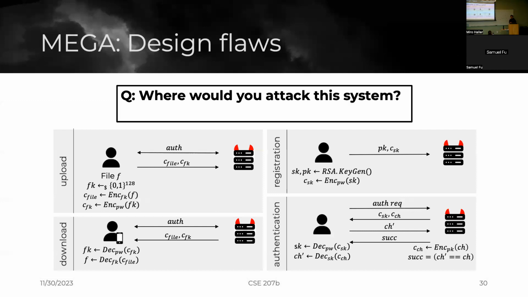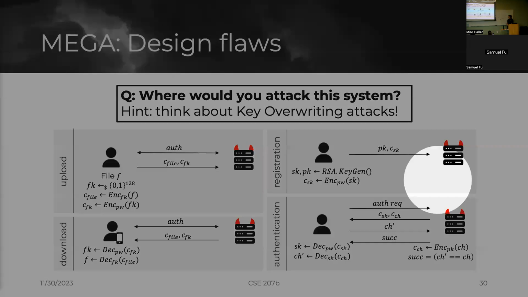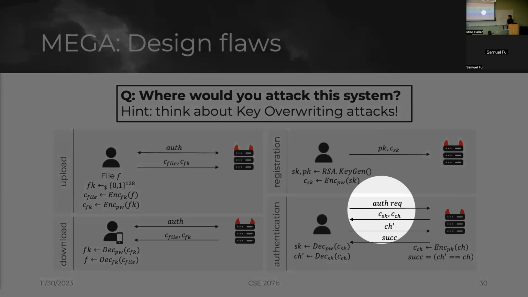So does anyone have any idea how we are going to exploit this? Given that we are doing key overwriting attacks, what are the points that you would look into further if you were the one trying to break Mega? Any suggestions? Which one of those messages would you try to attack, and why?